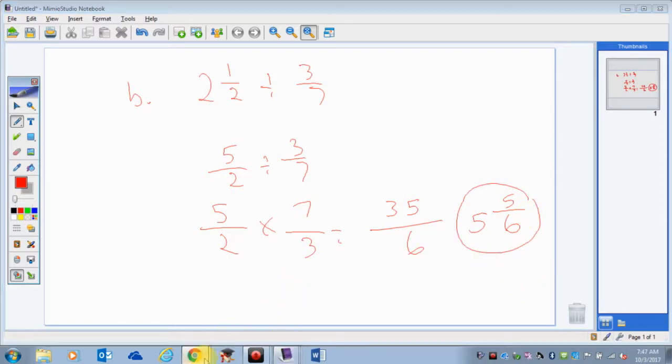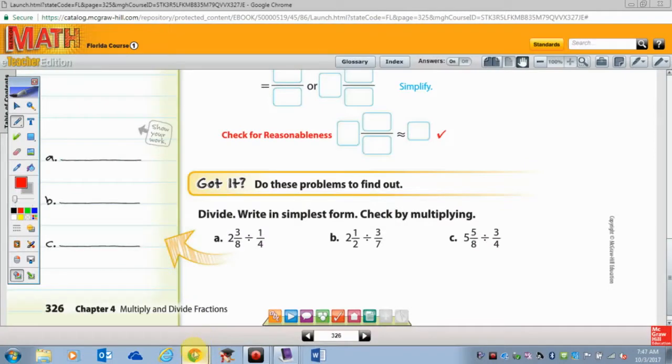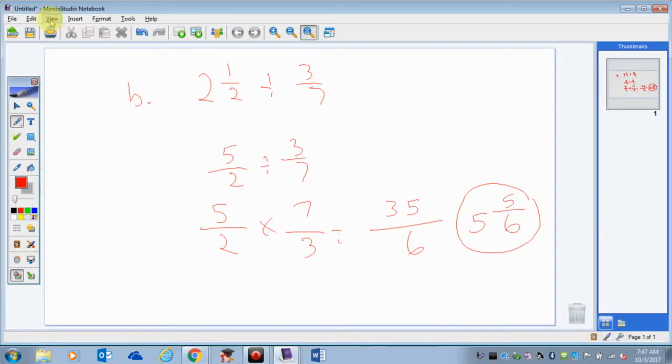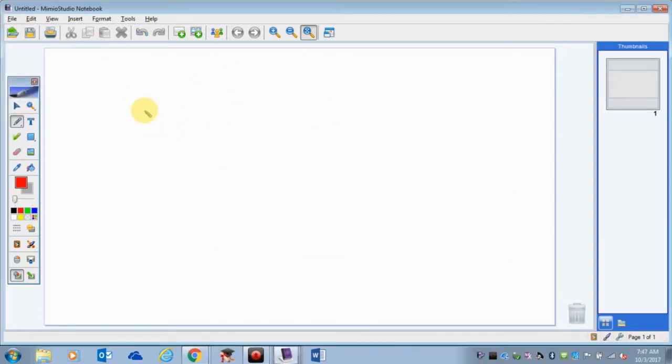Alright, going to do C as well. 5 and 5/8 divided by 3/4. Get a new page here. 5 5/8 divided by 3 over 4. 5 times 8 is 40, plus 5 is 45. So 45 over 8 divided by 3 over 4. Change this to a multiplication problem by changing this and flipping this fraction. So it's 4 over 3.